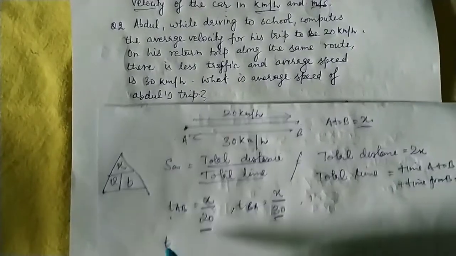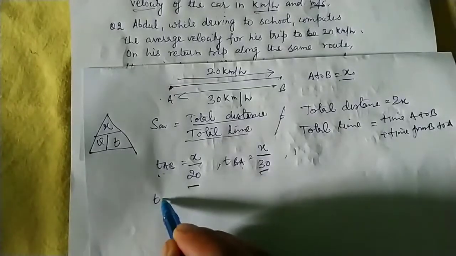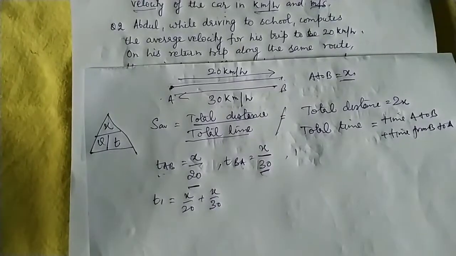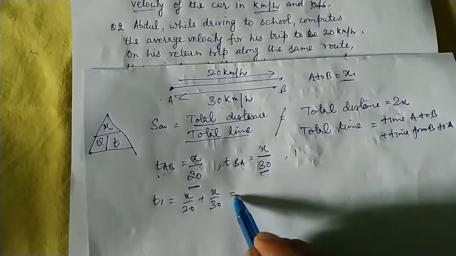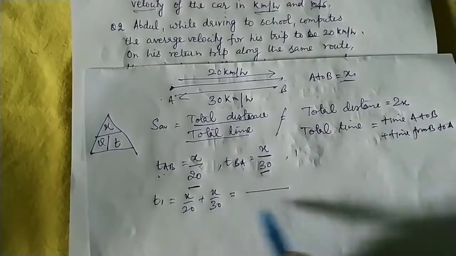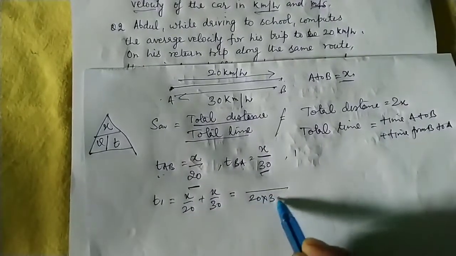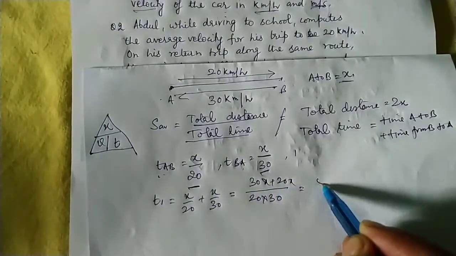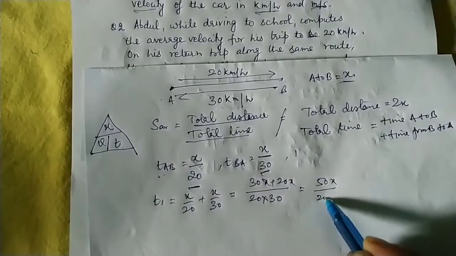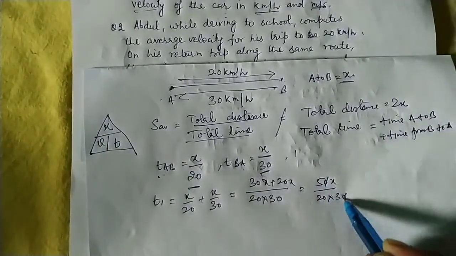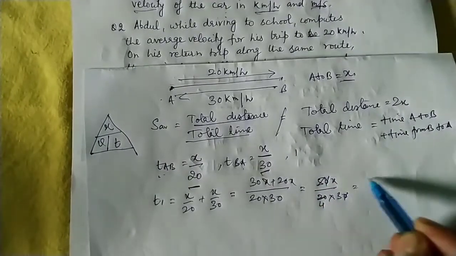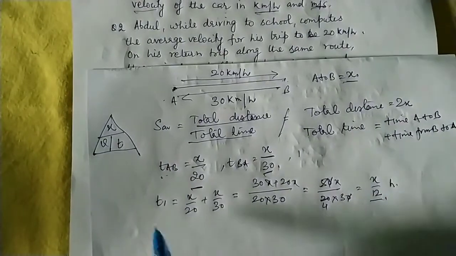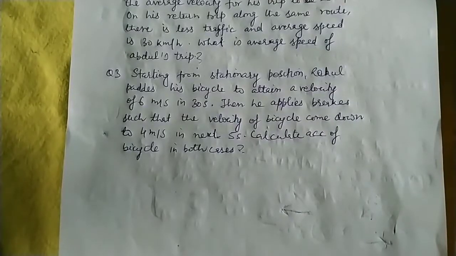The total time will be x plus 20 plus x divided by 30. Solving it a little bit, what do you get? 20 multiplied by 30, 30x plus 20x. So it becomes 50x divided by 20 multiplied by 30. 5, 4. So it is x divided by 12. So this is your total time in hours.